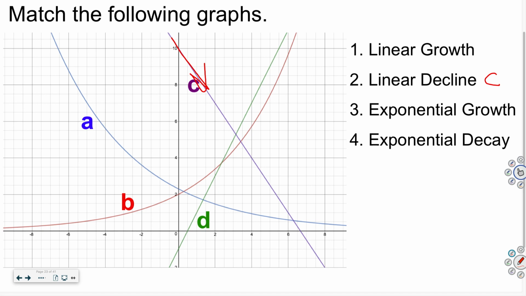And then line D, this is a linear that's going which way? Up. So that's a linear growth. So that would be line D. Now we have exponential growth and exponential decay. Which one's going up between A and B? B is going up. This is a curve that's going up, so I would call that exponential growth. And then A is going down, and that's exponential decay. So that's A, exponential decay. That would be those 4, comparing those 4.